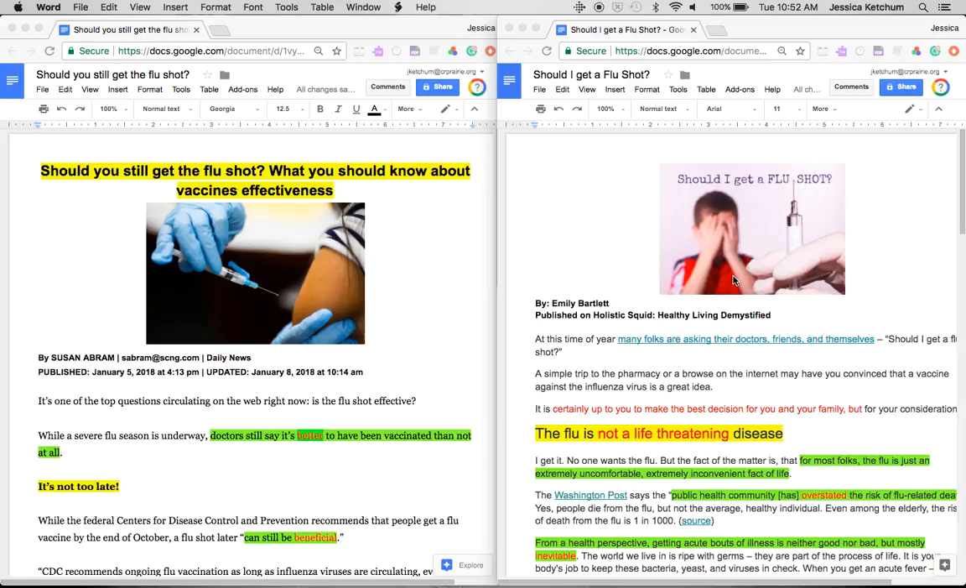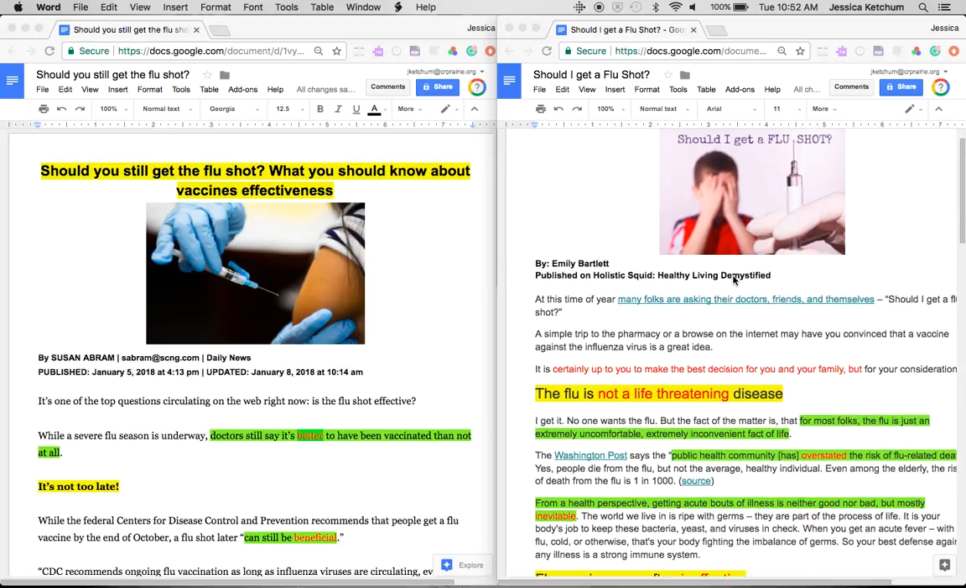Compare it to this article where the author is basically saying the flu itself is not a life sentence, that there's many risks to getting the flu shot, and therefore you probably should not get the flu shot because of the long-term risks of the flu shot itself rather than the complications of the flu. In summary, it's important to really read these two articles critically because both present it in the same way. Should you get the flu shot? Should I get the flu shot?